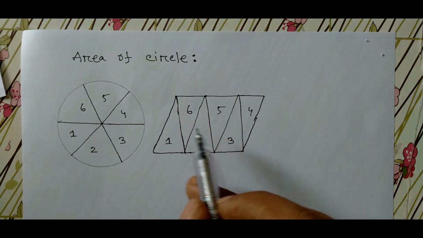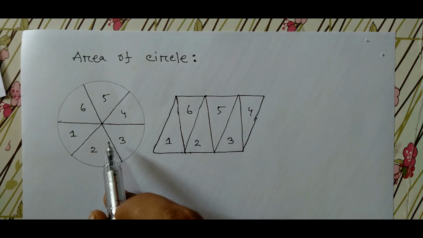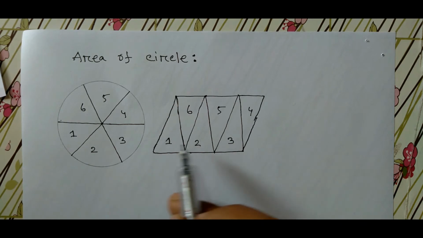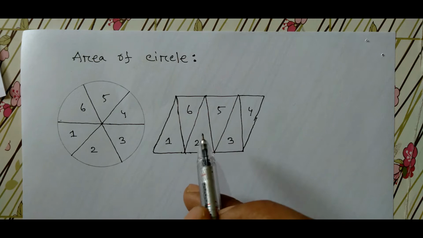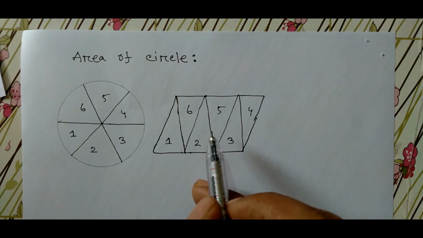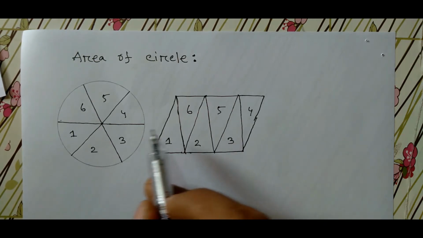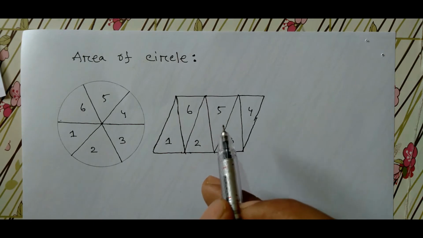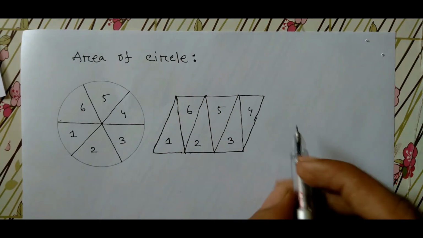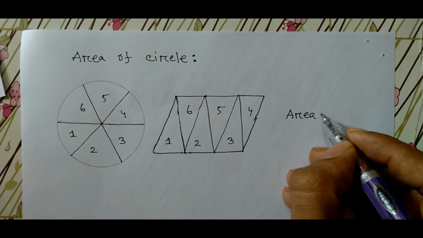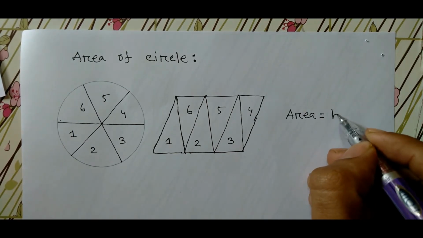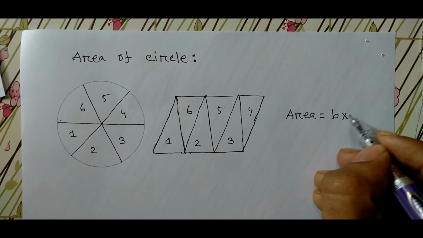Now we can say that the area of the parallelogram and the area of the circle are both equal, since the whole circle is exactly in the middle of the parallelogram. So what is the area of a parallelogram? The area of a parallelogram is base multiplied by height. That's why I am writing the area of parallelogram is base multiplied by height.